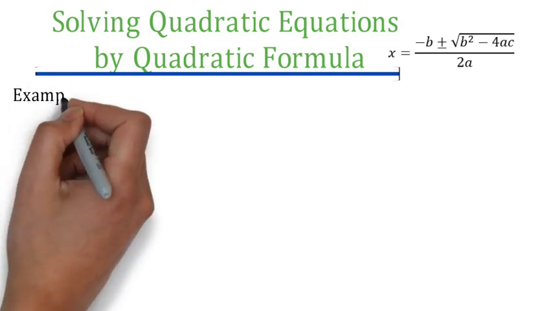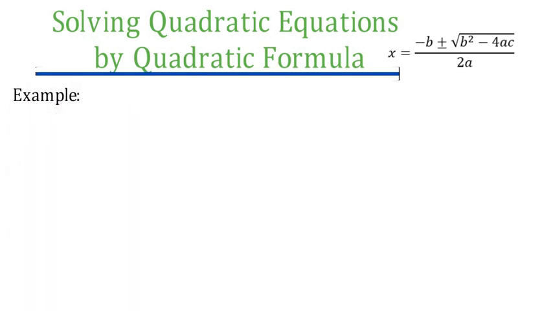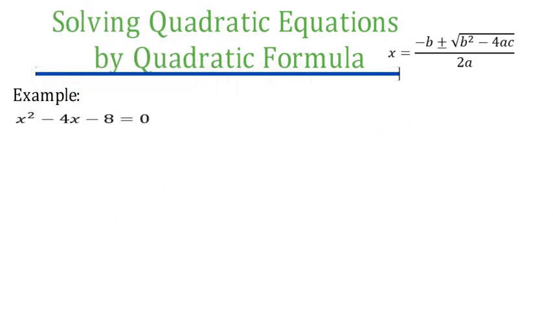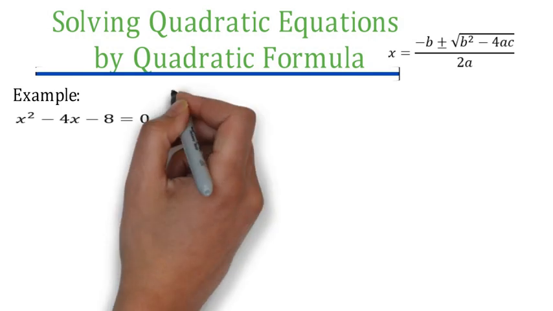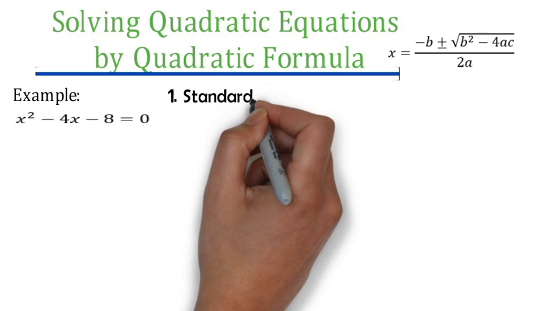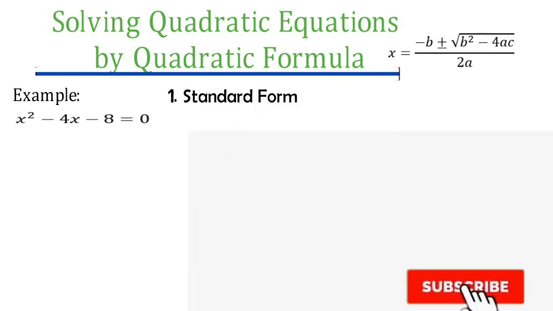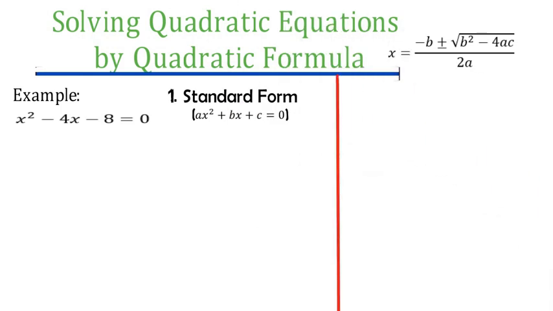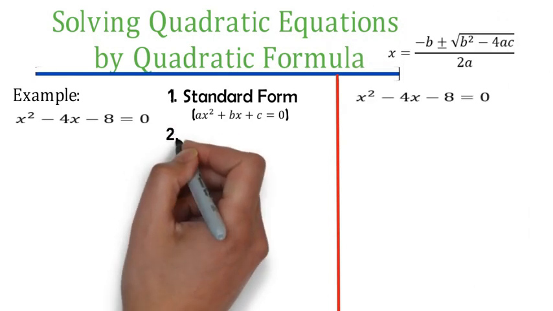To fully understand how to use this formula, we'll have an example. This is now the example: given x squared minus 4x minus 8 is equal to 0. And we have 4 steps in solving using the quadratic formula. First is to identify if the given is written in standard form. Since the given was written in standard form, we have no problem for that.